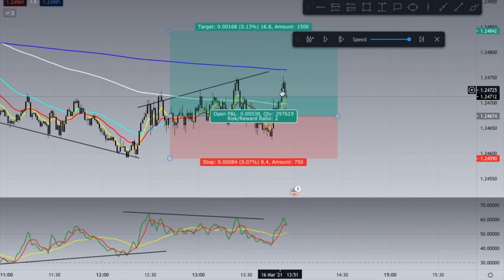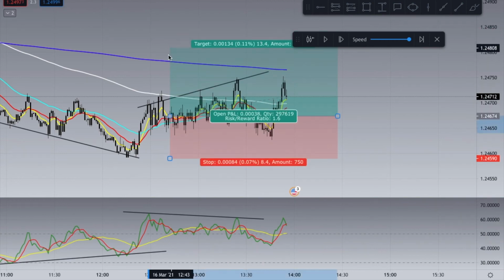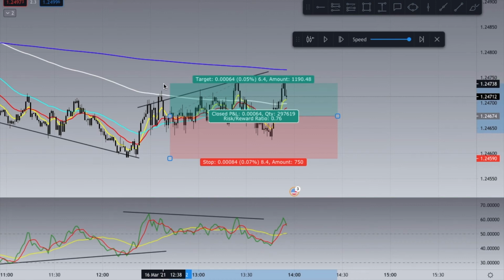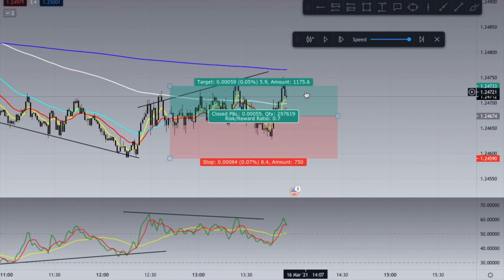I don't remember if it was this candle or this candle, either this push up or this push down, that I actually exited the market, but it was one of these two, right? But as you can see, it was only about 0.7. I got about 0.7 on this trade.